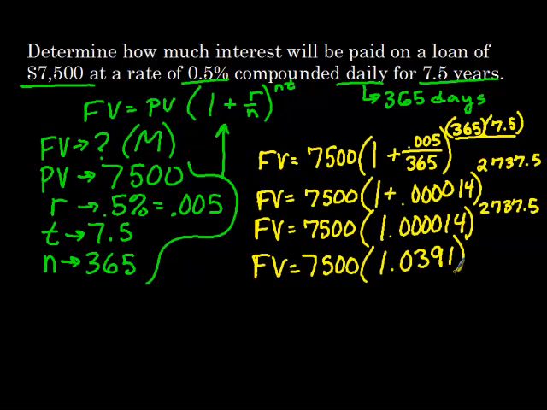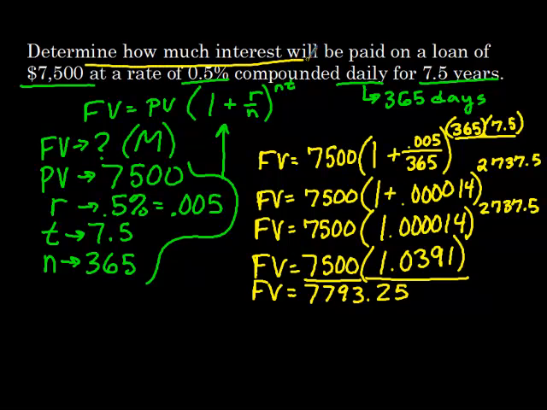Our last step to find out what our future value is, we simply take care of any multiplication we have in our problem. So in your calculator, do 7,500 times 1.0391, and you will get an answer of $7,793.25.